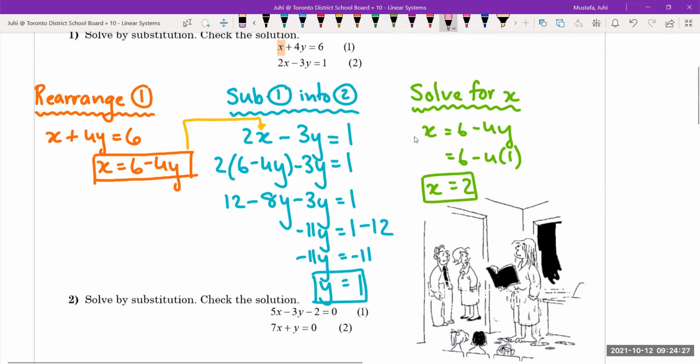Now, when we get our final answer, we can't just leave it like this. The question is saying solve by substitution. That means we need a final statement that says, therefore, the POI, that point of intersection, the point where both of these lines are going to meet, is going to be (2, 1). You put the x value and then you put the y value.